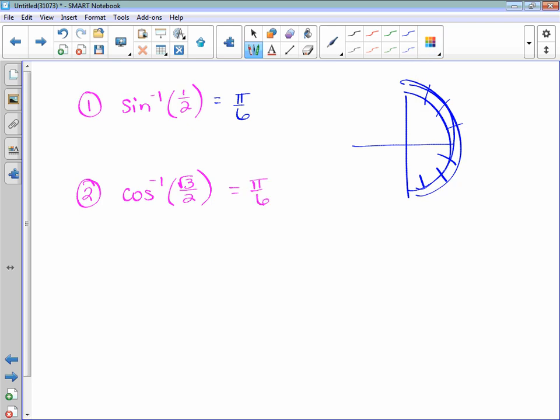Okay, so that one was easy. Pi over 6 again. Let's do negative 1. You need to grab a marker from the board right there because I can't really read it.